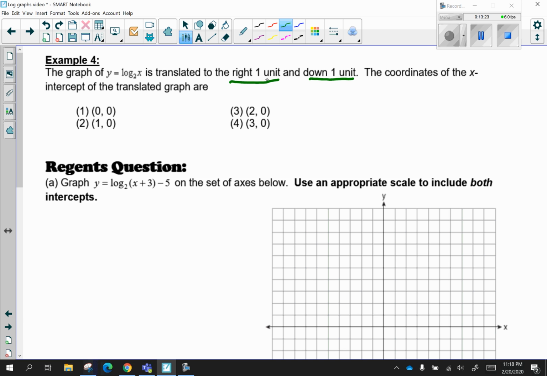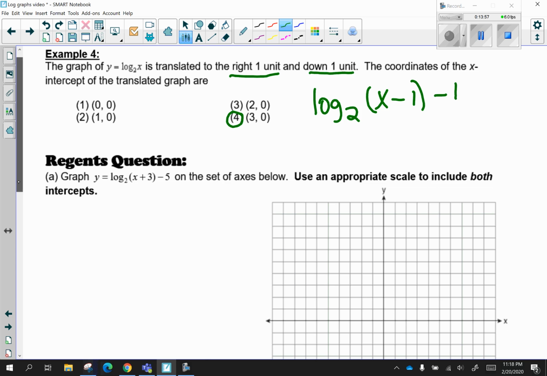So remember, going to the right, that would be considered an inside change. An inside change is always opposite. So to the right would be x minus 1 for going to the right by 1 unit. And then down 1 unit is an outside change, minus 1. So now you can plug this into your calculator and you'll see that the coordinate of the x-intercept is choice 4.